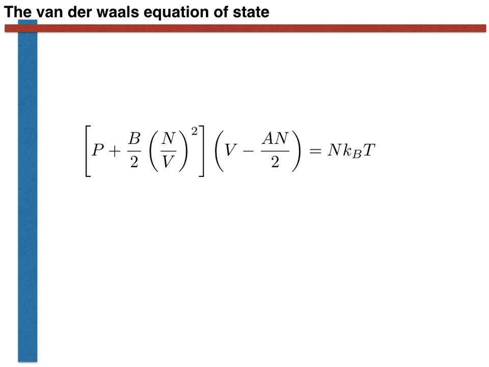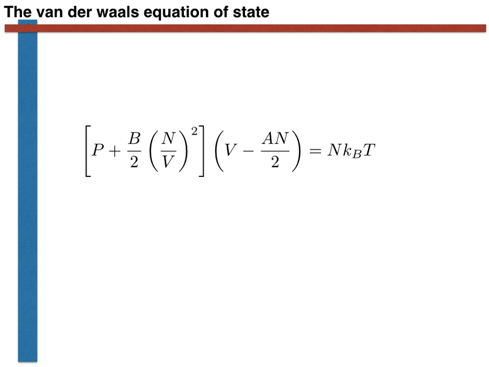The first term is equal to P plus something, and we can think of it as an effective pressure. The second term, meanwhile, is V minus something, or an effective volume. We thus have effective pressure multiplied by effective volume is equal to nkBT, which is just the equation of state for the ideal gas, PV equals nkBT, with the pressure and volume replaced by an effective pressure and an effective volume.